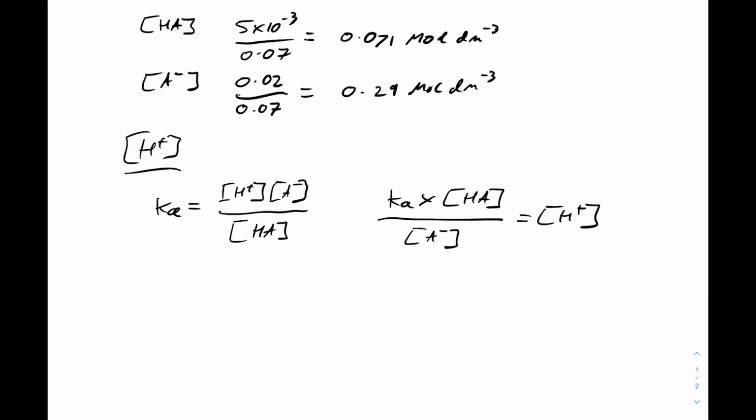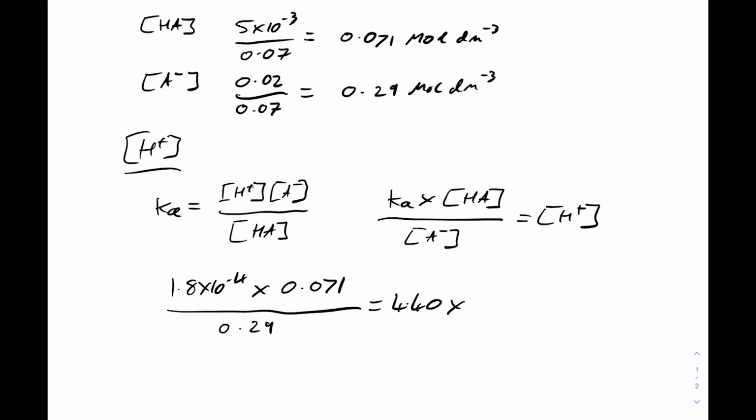We'll put the numbers in that we've calculated from above. So we've got a Ka value of 1.8 times 10 to the minus 4. That's shown in our question. We're going to multiply that by our HA, which is 0.071, and we're going to divide that all by our A-, which is 0.29. And this will give us a hydrogen ion concentration of 4.40 times 10 to the minus 5.